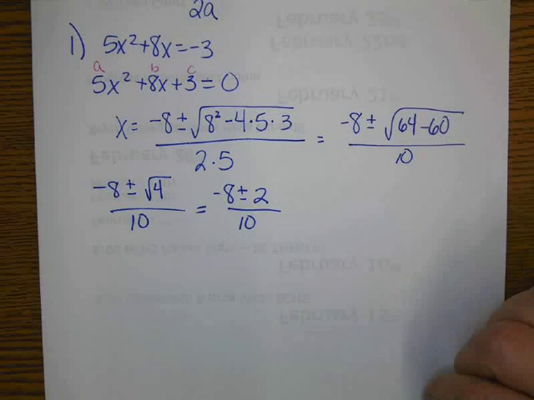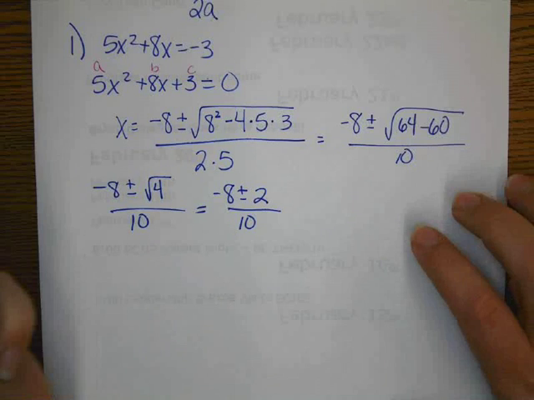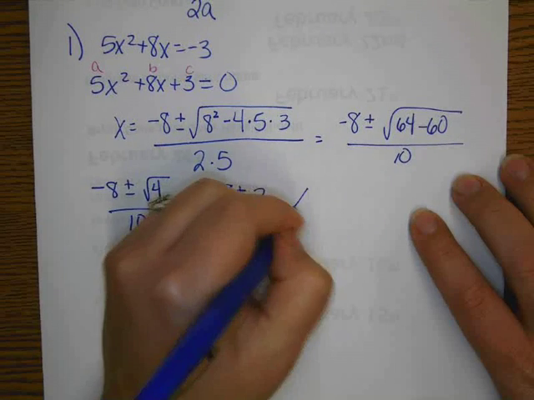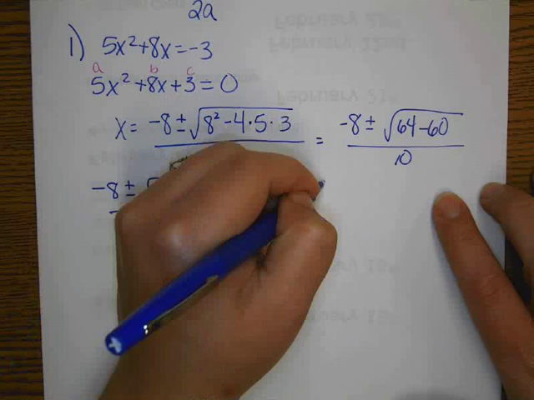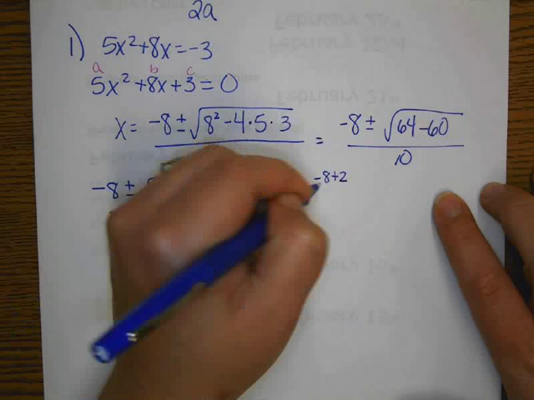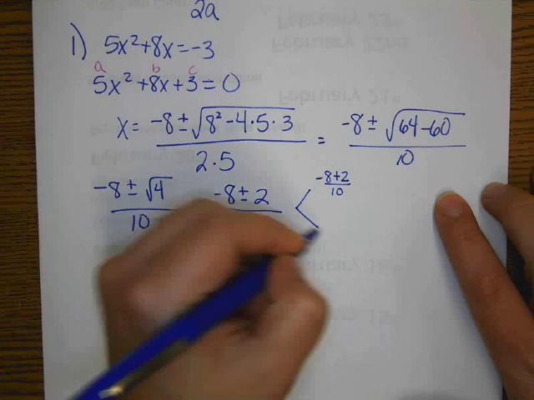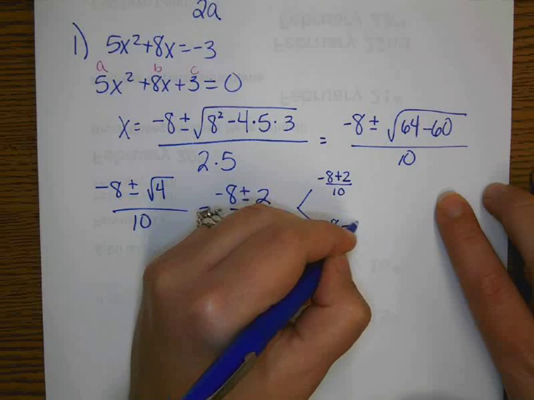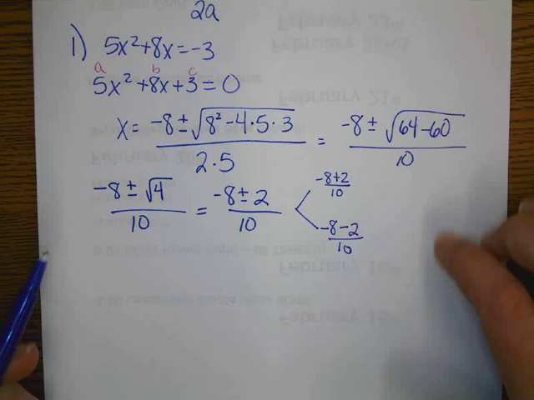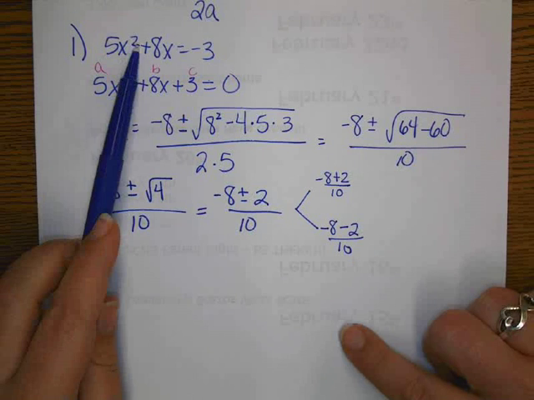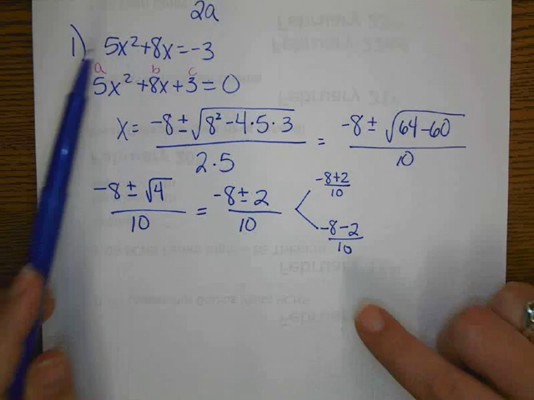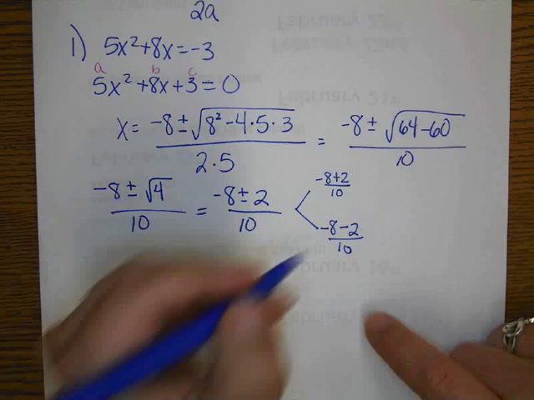And now here's where you have to split them into two separate problems, because we've got the plus and the minus. So up here we have negative 8 plus 2 over 10. And down here we have negative 8 minus 2 over 10. And that will remind us we have to have two solutions because it was a quadratic. This exponent from the very beginning told us it would have two solutions.